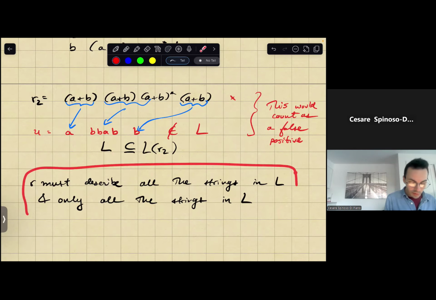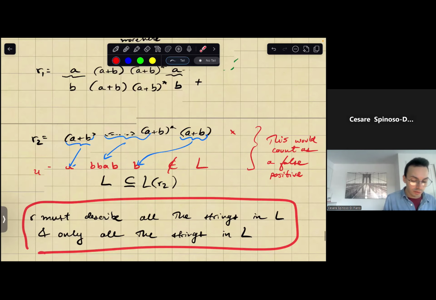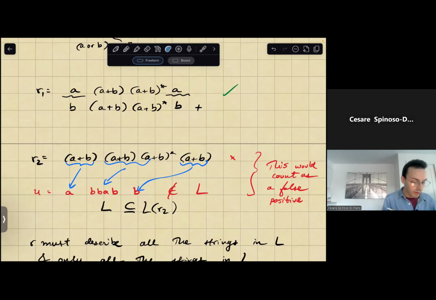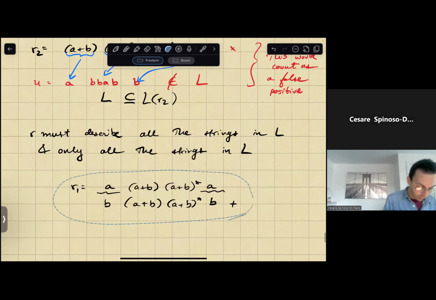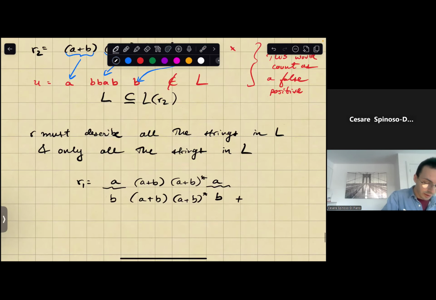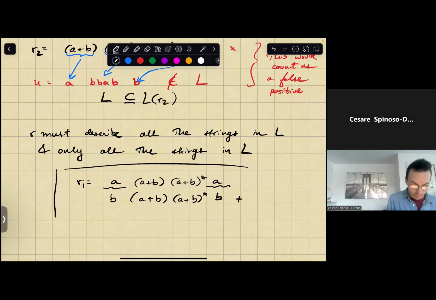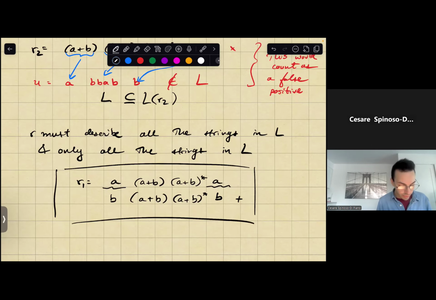And so given this, the regular expression that does work between R1 and R2 would be this one. So I'll just paste it back here and put it in a nice box. Okay. And so this is a regular expression that describes the language L. Maybe you could think of another one. Let us know if you do.